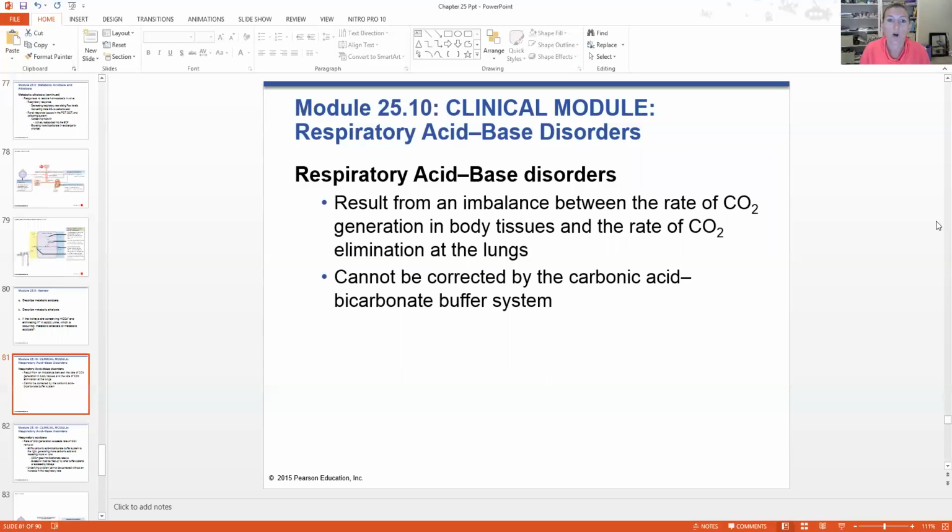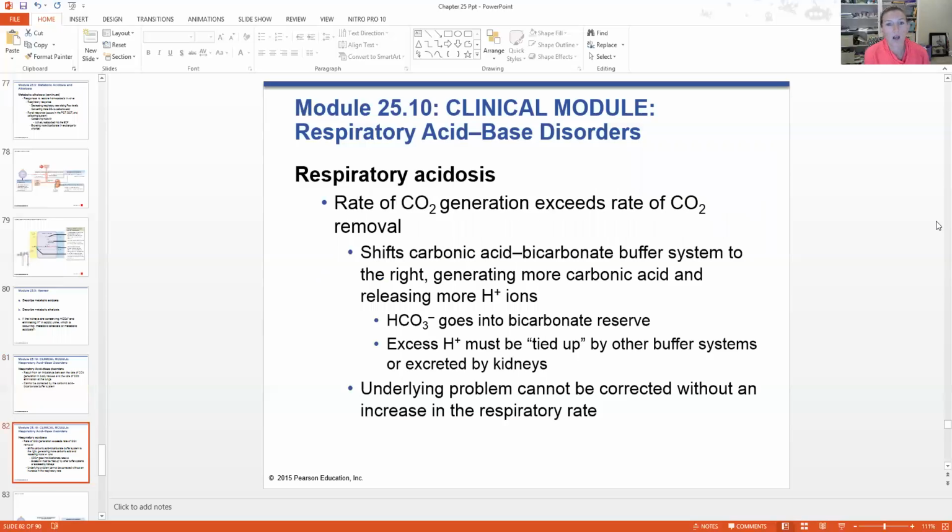that we went over. So overall, respiratory acid-base disorders result from an imbalance between the rate of carbon dioxide generation in the body tissues and how much we're getting rid of at the lungs, or the elimination at the lungs. This cannot be corrected by the carbonic acid bicarbonate buffer system. We said this already. So with respiratory acidosis, the rate of carbon dioxide production exceeds the rate of carbon dioxide removal, right? So you have too much carbon dioxide in the blood.